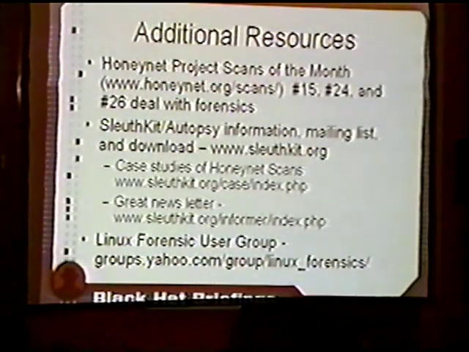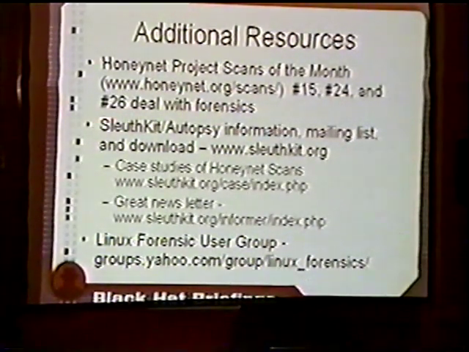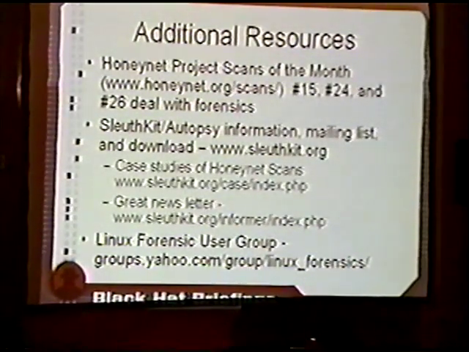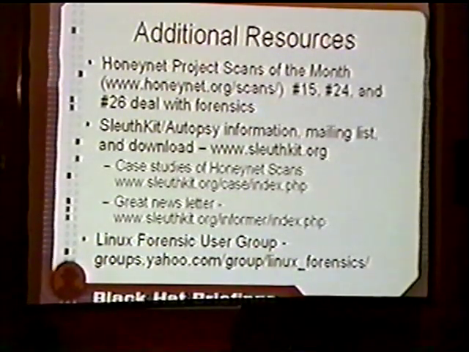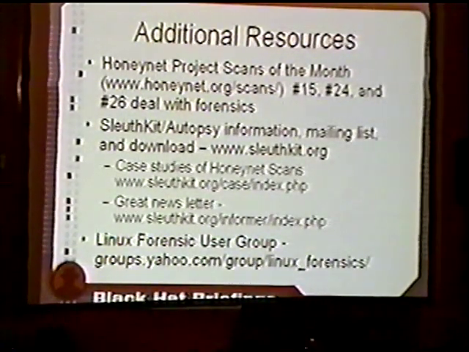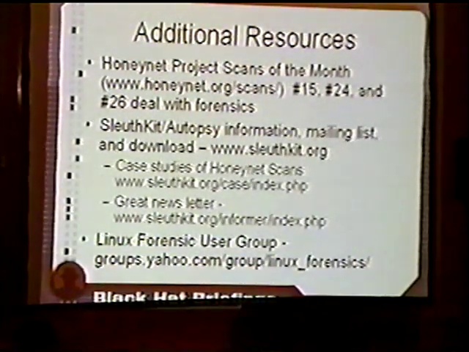But here are some good resources. The HoneyNet project, which actually spoke here right before me, has some Scans of the Month that deal with forensics, particularly 15, 24, and 26. If you go to their website, you can find them. They've got some floppy disk images that you can look at using these forensics tools to see if you can find the things that you're supposed to find. Brian Carrier did some great case studies using Autopsy on those scans, and if you go here, you'll find it. Brian Carrier also has a great newsletter, the SleuthKit Informer, that has information about how to use SleuthKit, and it includes, in number 2, the information about how to extract partitions from a whole disk image.